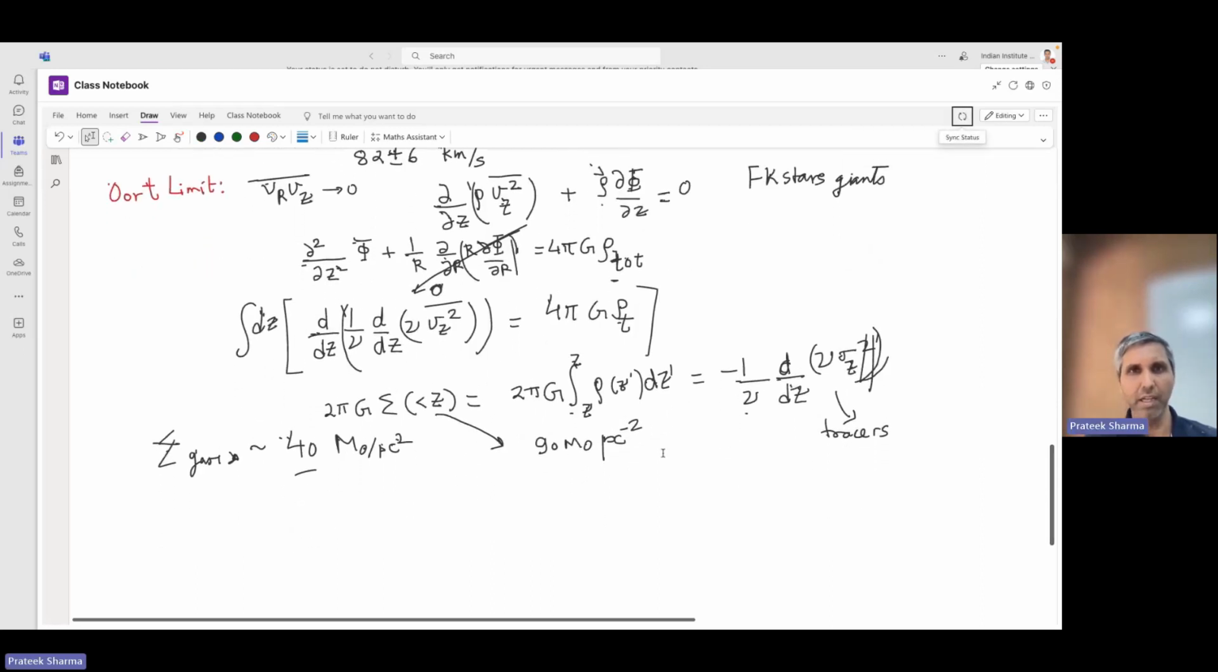So this is what he did, and what we can actually do is convert this sigma into a rho. Using this value obtained from the dynamical modeling, he got a rho at the solar location of about 0.15 solar mass per parsec cube. This is the dynamical mass. This is called the Oort limit. This is the amount of mass which is causing gravity near the disk.